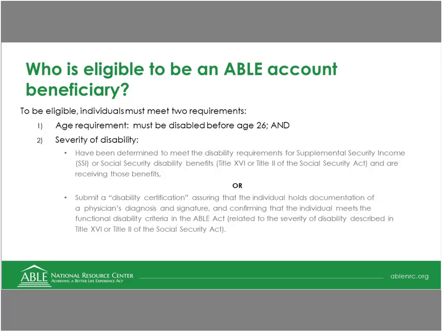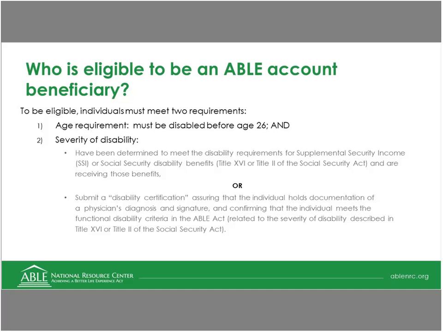So, provided that that particular criteria is met, you move on to the second criteria that needs to be met, and this relates to the severity of that particular disability. You can satisfy this prong by having been determined to meet the disability requirements for Supplemental Security Income, or SSI, or SSDI, which is Social Security Disability Insurance benefits. So if you are a current beneficiary of SSI or SSDI and that disability occurred before your 26th birthday, you are good to go. You can go open up an ABLE account in a program of your choosing.